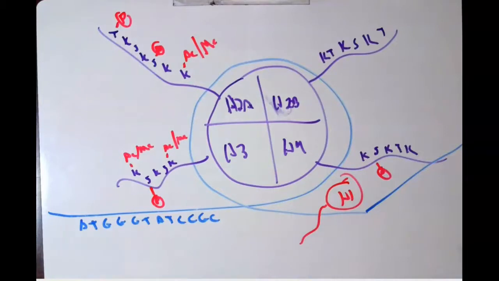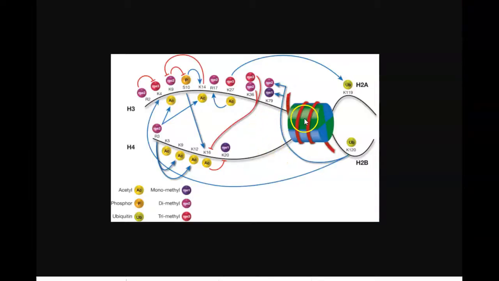Let me show you a few images to kind of get at what I'm saying. So what we see here on the screen is a stylized version of a nucleosome. That's what we see here. The DNA is in red, and these black lines are the histone tails.